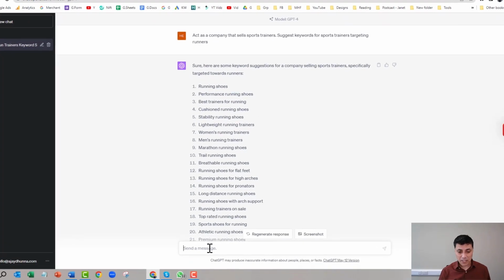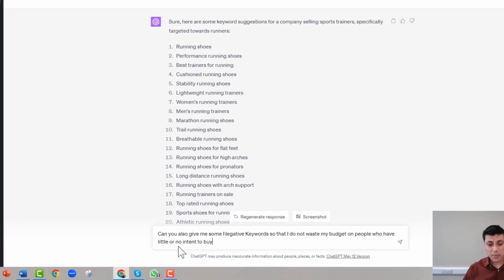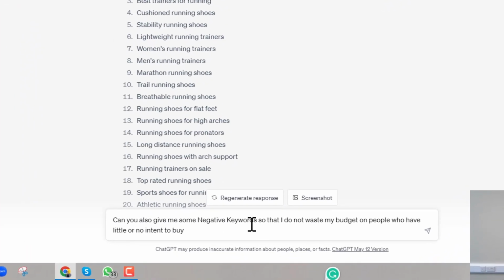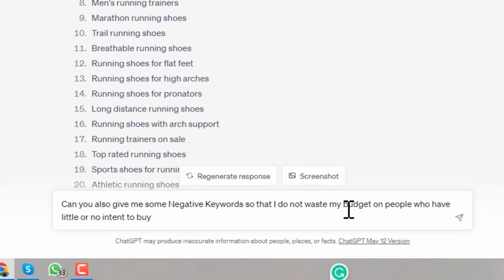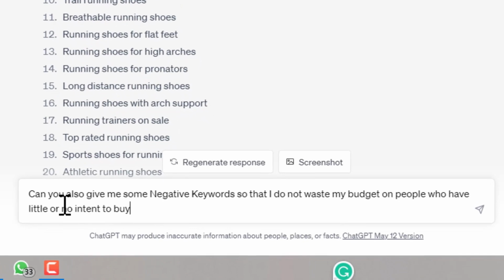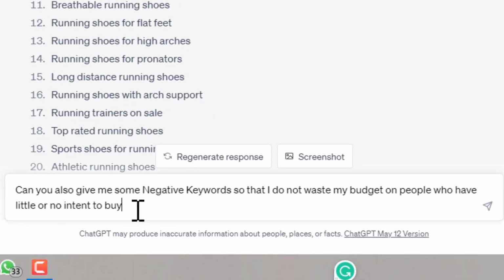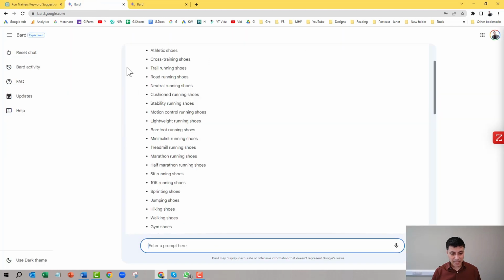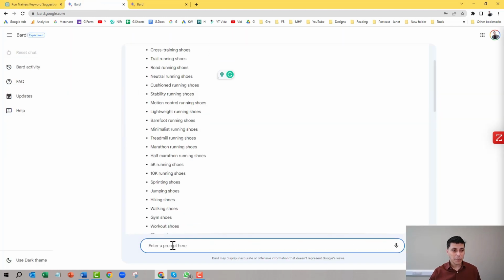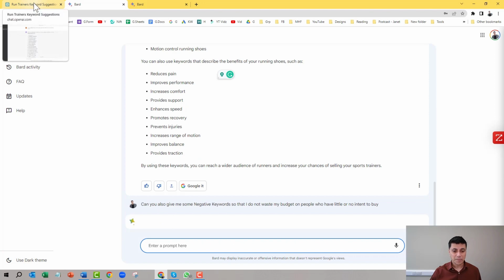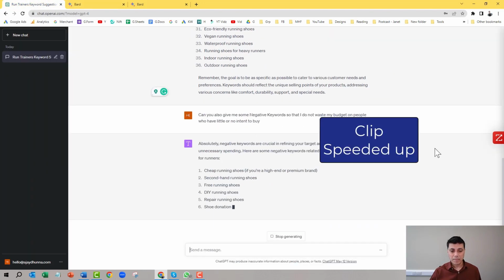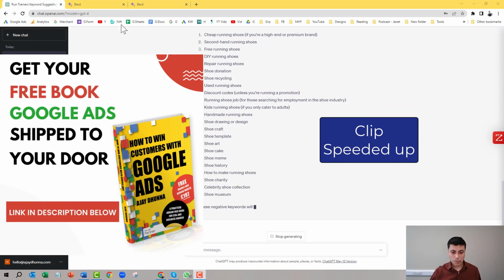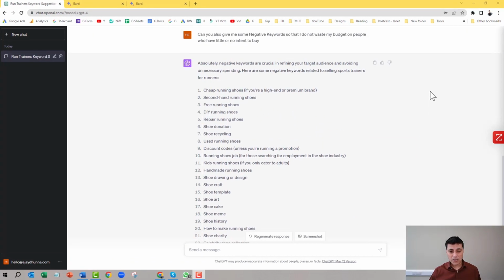So here's a prompt that I'm going to give both to ChatGPT and Bard to see what type of results it produces. And the prompt I'm going to give it is going to be as follows. Can you give me some negative keywords so that I do not waste my budget on people who have little or no intent to buy? So I'm going to paste that in, and then I'm going to go to Bard and I'm going to paste that in too. And let's see what they both come out with. Let's go back to ChatGPT. Okay, so here are the results.